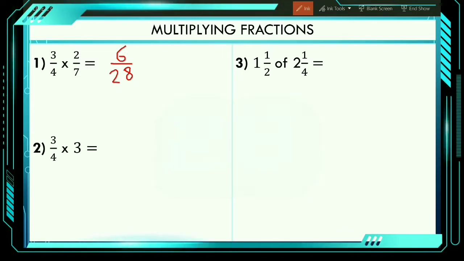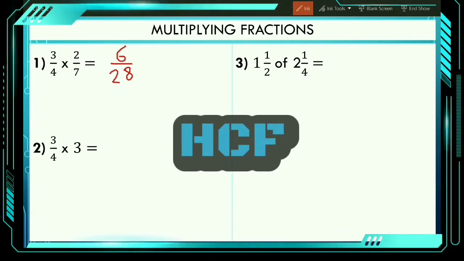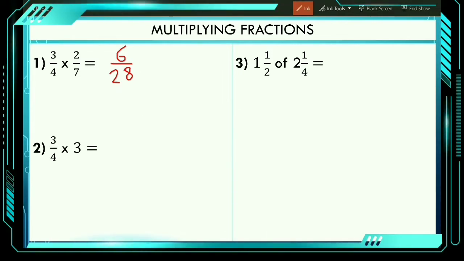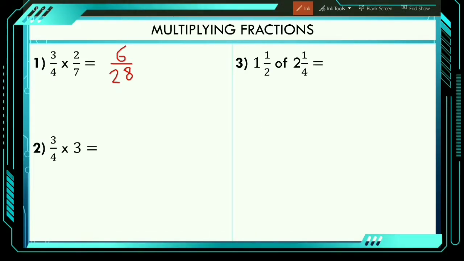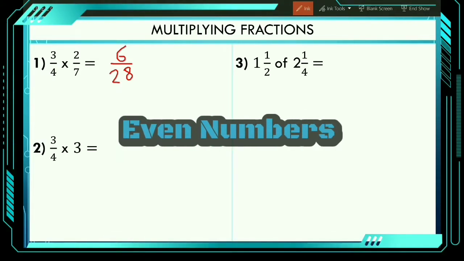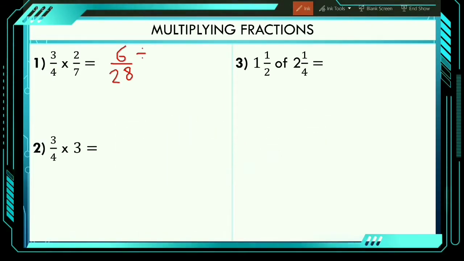And then we need to simplify the answer. So we need to look for the highest common factor, the highest number that goes into 6 and 28. So what is the biggest number that goes into 6 and 28? Now if you can't think of the number, you can keep halving them. In this case, because they're even numbers, I can halve them. So if I divide the top by 2 and divide the bottom by 2, I get 3 over 14. And as you can see, 3 and 14 has to stay as it is because we cannot simplify that any further. So that means the highest common factor in this case was 2.